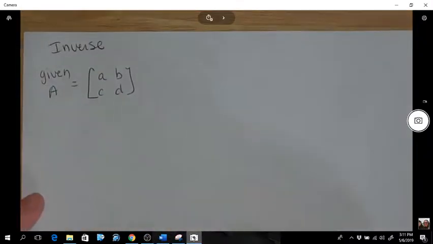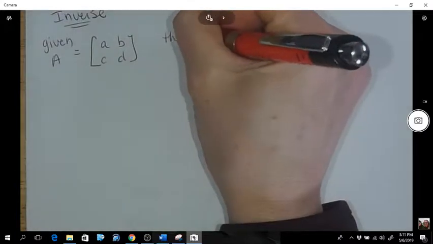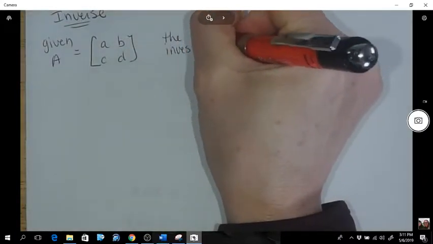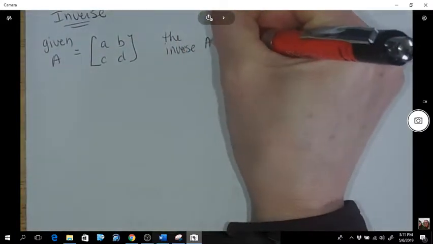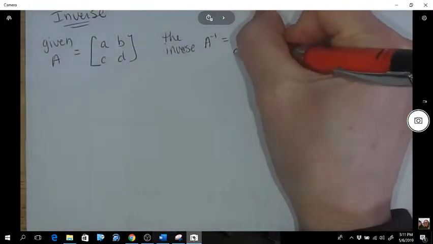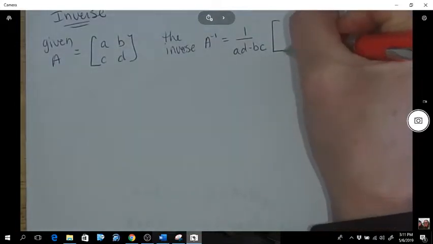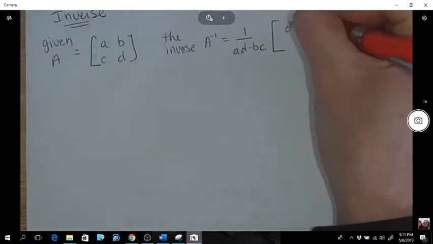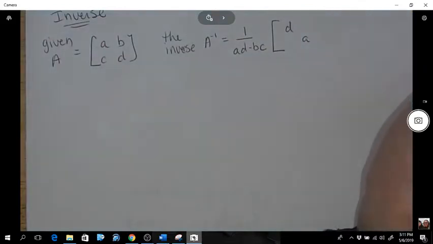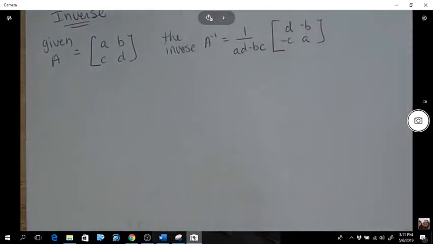Okay, I'm going to talk about the inverse of a matrix. Given a matrix A, B, C, D, the inverse, which will be A to the negative 1, is equal to 1 over AD minus BC times, and now it's going to look like this. D and A get switched, and then B and C get negated.